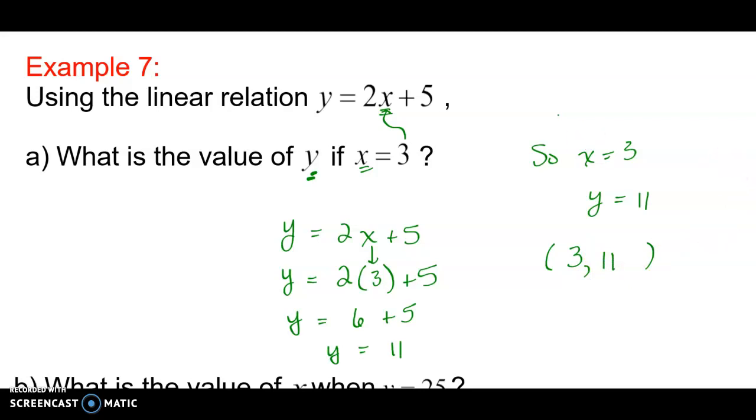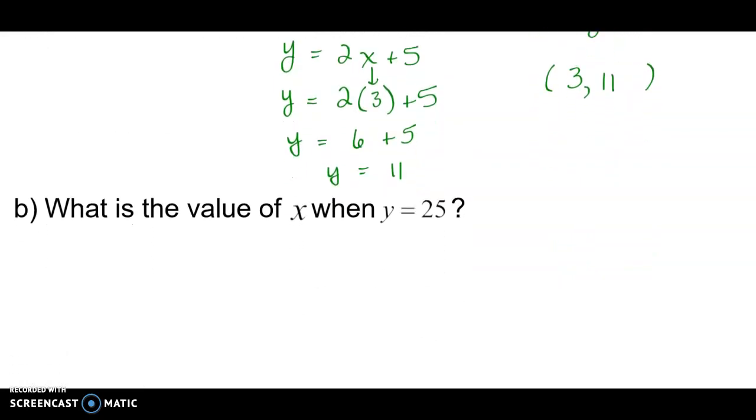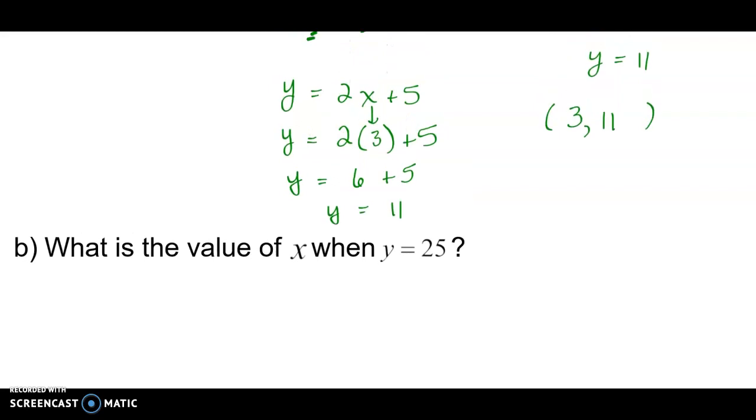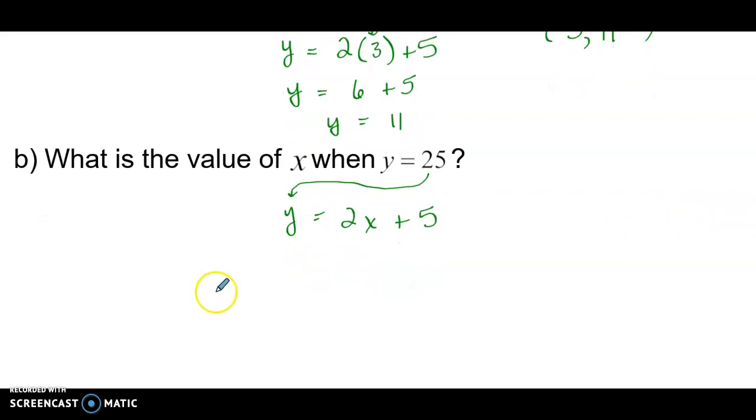We have part B to this question, and it's going to be going in the reverse. What if I give you the y value and you need to find the x value? So my equation is still y equals 2 multiplied by the x value plus 5. But this time I don't know the x. I know the y. So I'm going to replace this time or substitute. Wherever I see the y, I'm putting in the value they gave me, 25. 25 equals 2 multiplied by the number plus 5.